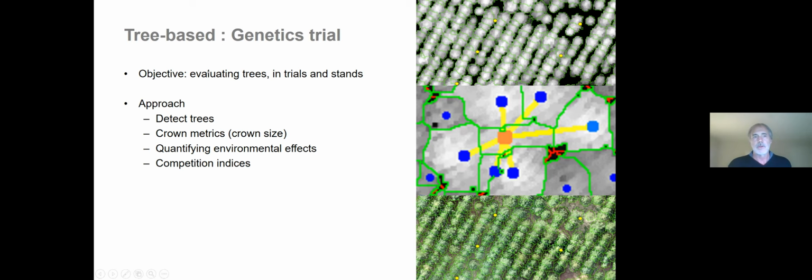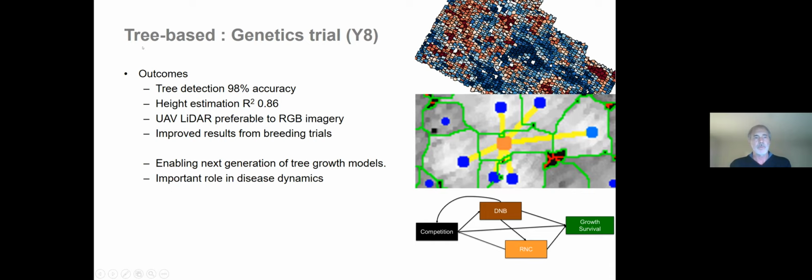And in terms of outcomes, we were able to get a very high level of tree detection accuracy. And as you've seen in that earlier work, also high accuracy in estimating height. We found that the UAV-based LiDAR was a preferred data source to the RGB imagery, and I touched on that in my question to Francois. There are issues with the spatial accuracy of the RGB. It's a very interesting data source, but I think we're still yet to nail down a bulletproof methodology there.